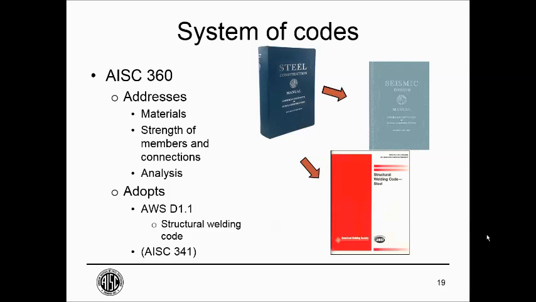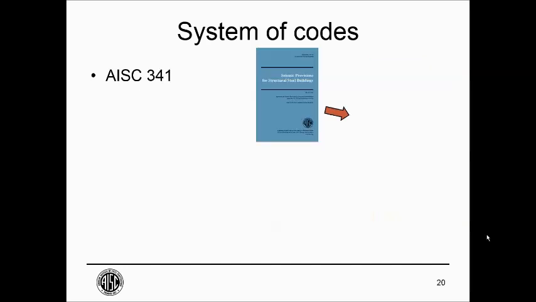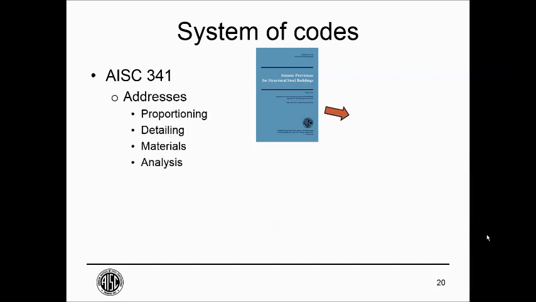AISC 360, the specification, also adopts the seismic provisions, AISC 341. So in case it isn't clear, sometimes I will refer to these documents by their number. The specification is AISC 360, and the seismic provisions is AISC 341. So 341, the seismic provisions, addresses proportioning, detailing, further restrictions on materials that can be used, and further requirements for analysis for determining the required strengths of elements.